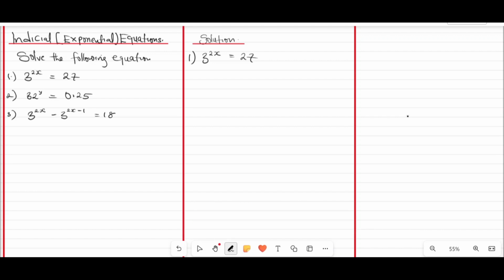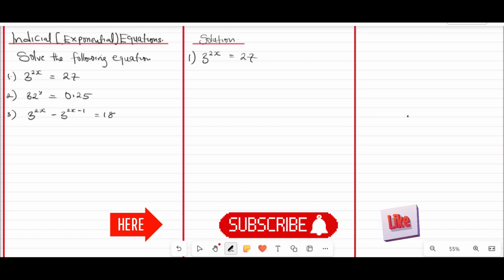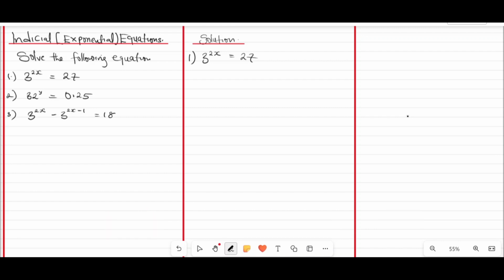Number 1 says 3 raised to the power 2x equal to 27. So this is an example of an indicial equation. All we need to do here is to find a way to make our bases equal or our indices equal. If any of them is equal, then we are on the right path to getting our solution.